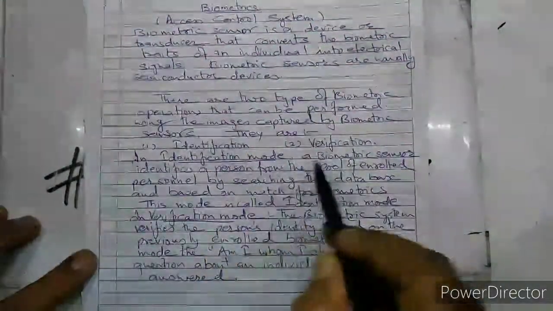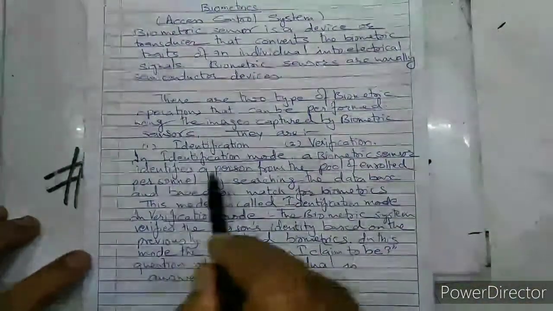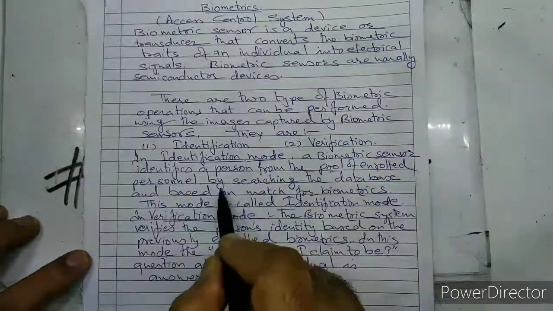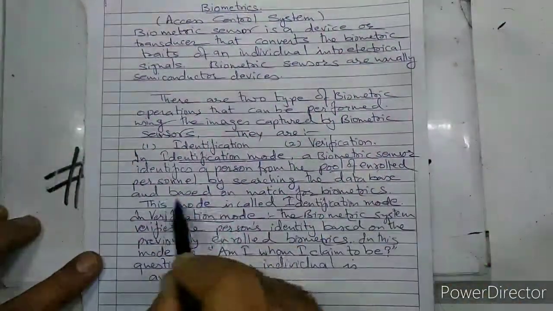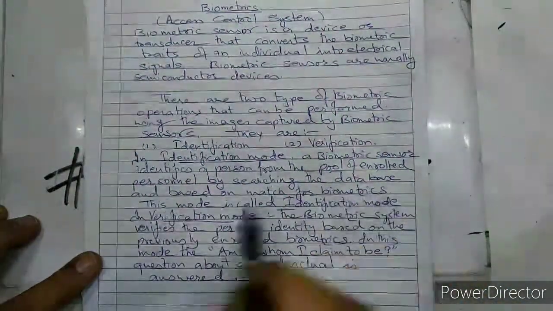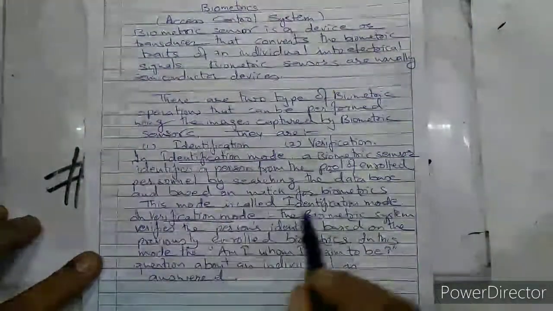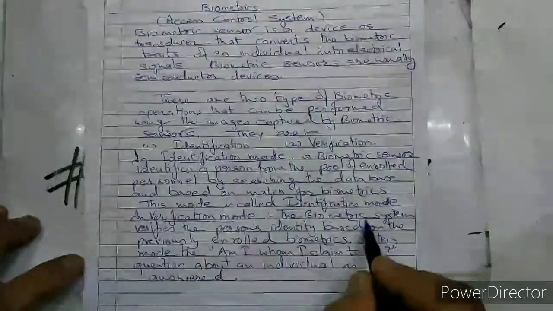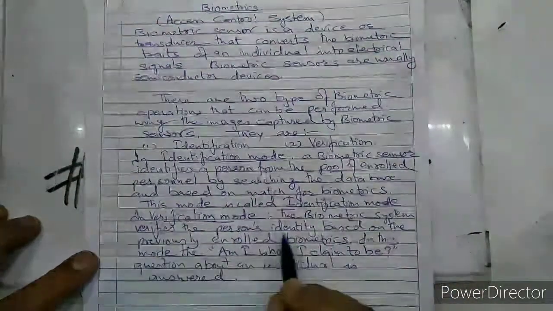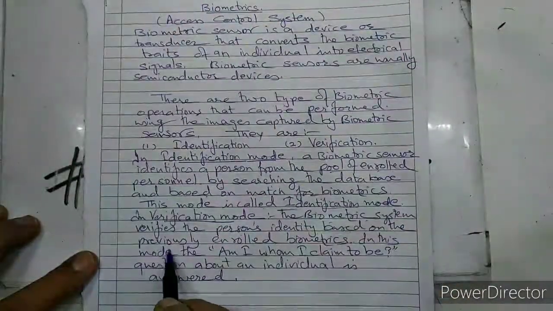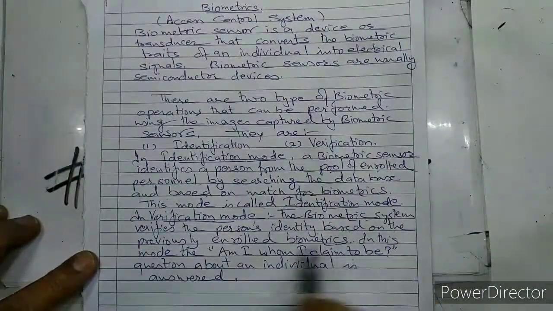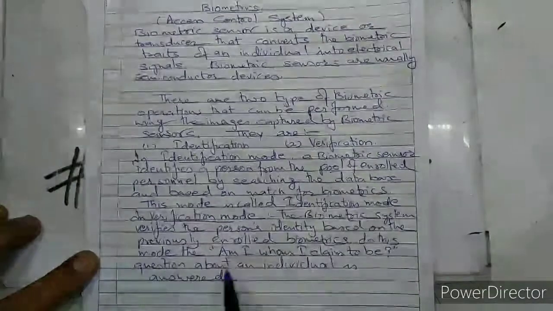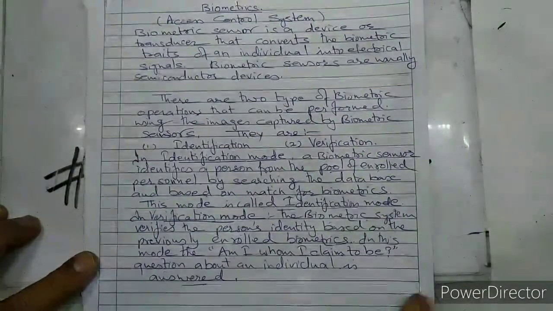In identification mode, a biometric sensor identifies a person from a pool of enrolled personnel by searching the database, based on the match for biometric. This mode is called identification mode. In verification mode, the biometric system verifies the person's identity based on previously enrolled biometrics. In this mode, the question "Am I whom I claim to be?" about an individual is answered.